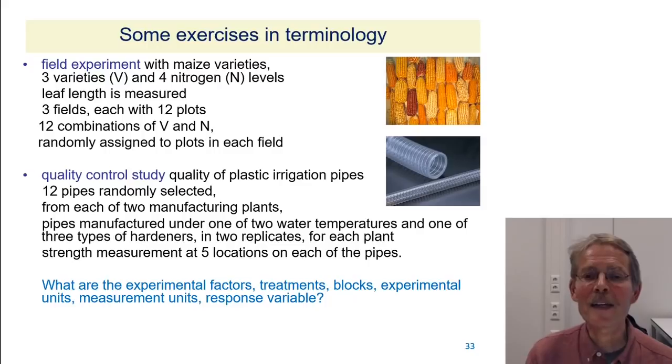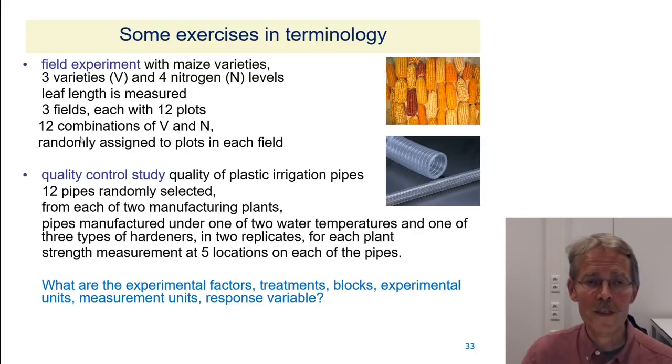Okay, welcome back. What are the experimental factors? Well, we have a factor variety at 3 levels, nitrogen at 4 levels. And you could argue that fields are a factor at 3 levels, but they are the blocks. So that factor is covered by the blocks. You could mention that as a factor as well, but you should also mention that it is a blocking factor. How do you know that?